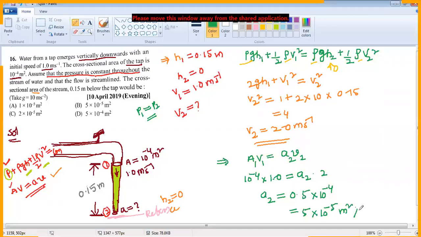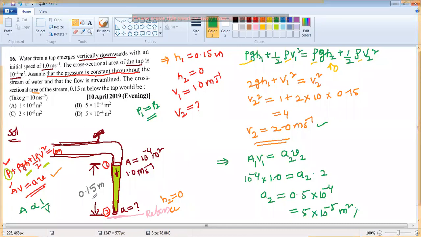Think logically, here the area A is inversely proportional to V. A is inversely proportional to V. Here the speed is doubled, because its speed was 1. So automatically the area will be halved. Did you think about that? The speed is doubled, so the area is halved.